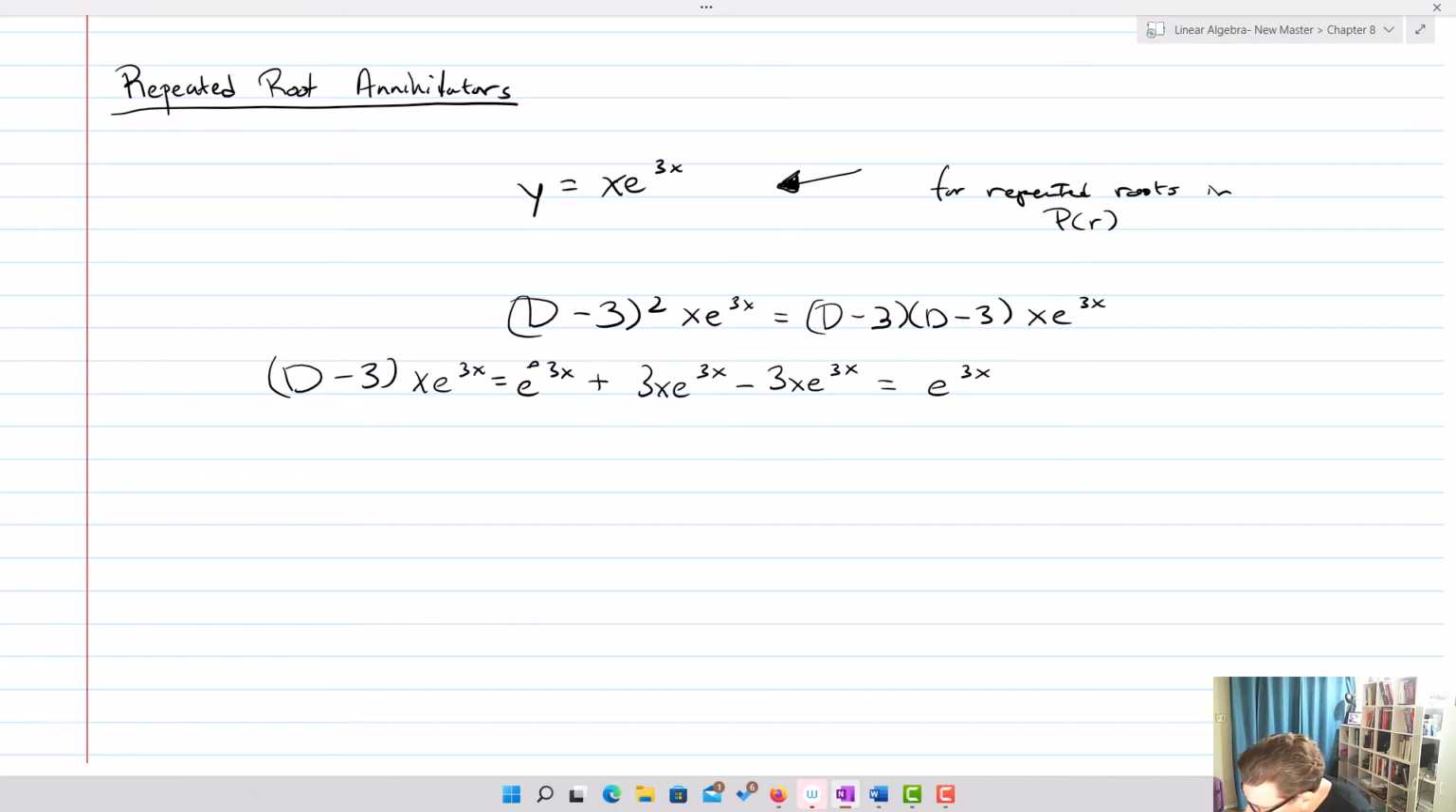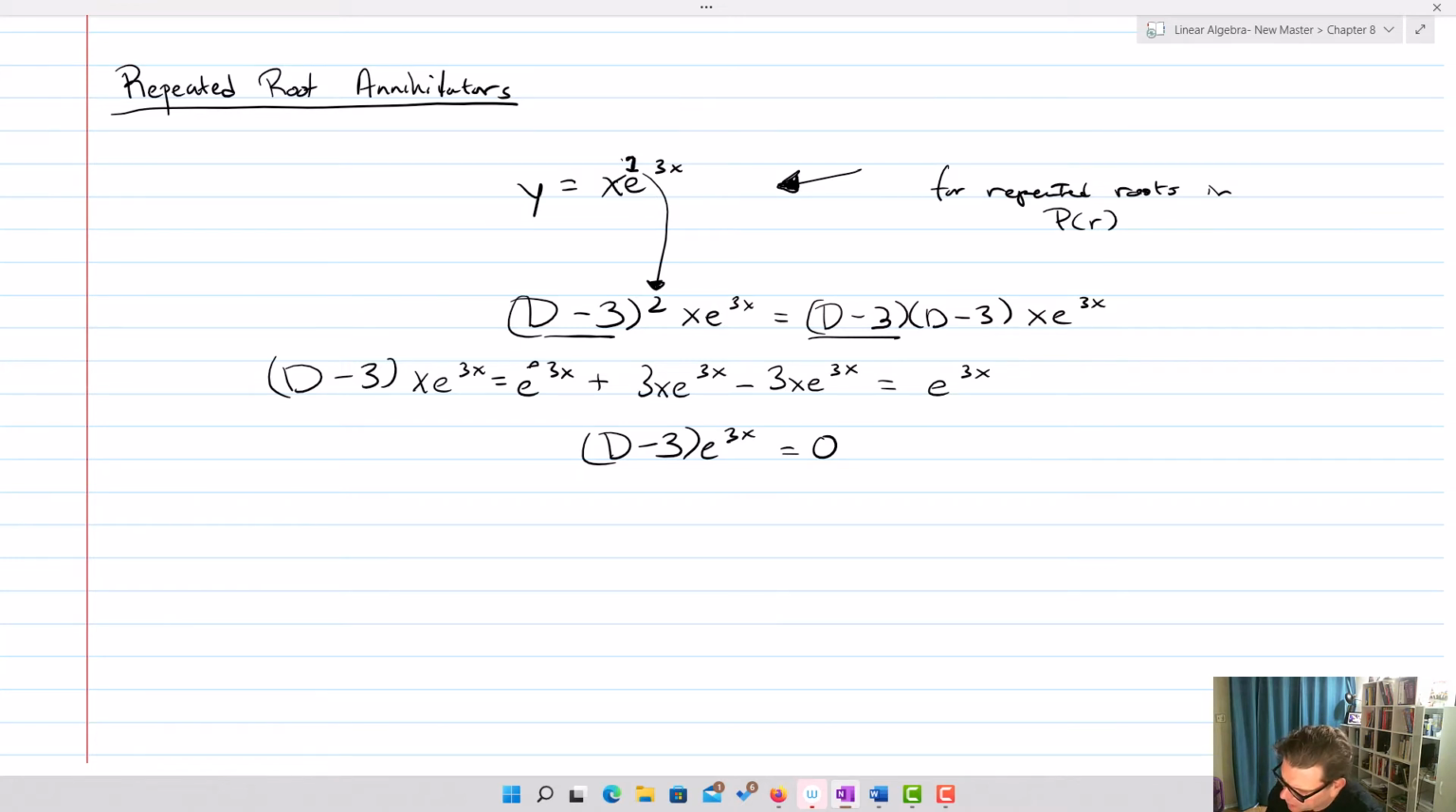Now, what do I have? I now need to operate by d minus 3 again, but I know that d minus 3 applied to e to the 3x is just going to equal 0 by what we talked about before. So notice this is x to the first power. That means that we're going to need a second power on our real root annihilator.